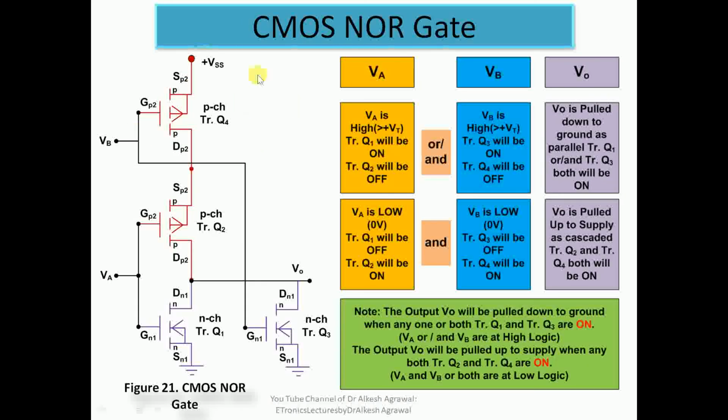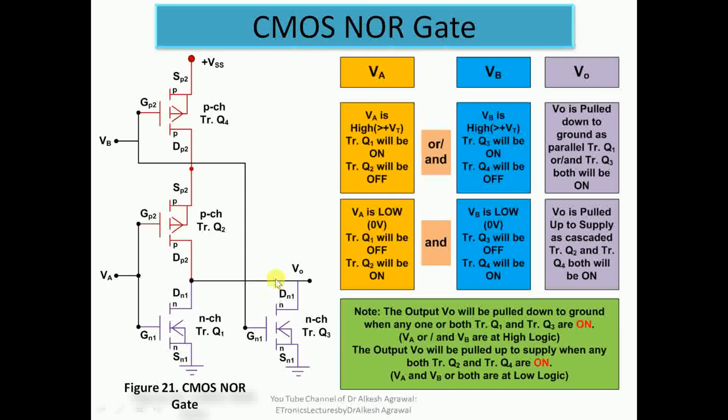Now we'll see how the CMOS NOR gate is implemented through CMOS. So here the configuration is reversed. What you can see over here is these N channel transistors now are connected in parallel, and the P channel transistors are being cascaded. So here we have one CMOS configuration, and in the second CMOS configuration, the N channel transistor is connected in parallel, as shown, and the P channel transistor is connected in cascaded form.